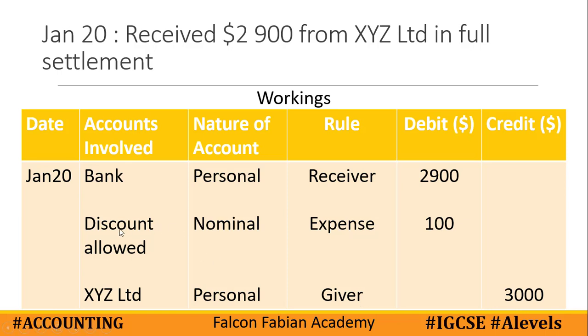Let's do it one more time. So first is bank account. The rule of personal account is going to be applied to bank account, and bank is receiving money. Therefore, bank account needs to be debited. Discount allowed is an expense for the business. Therefore, the rule of nominal account is going to be applied. Why? Because it is an expense and expenses are debited. So, in the debit column, $100. XYZ Limited is a business. Therefore, the rule of personal account is going to be applied. It is the giver of money. Therefore, XYZ Limited's account needs to be credited by 3,000.